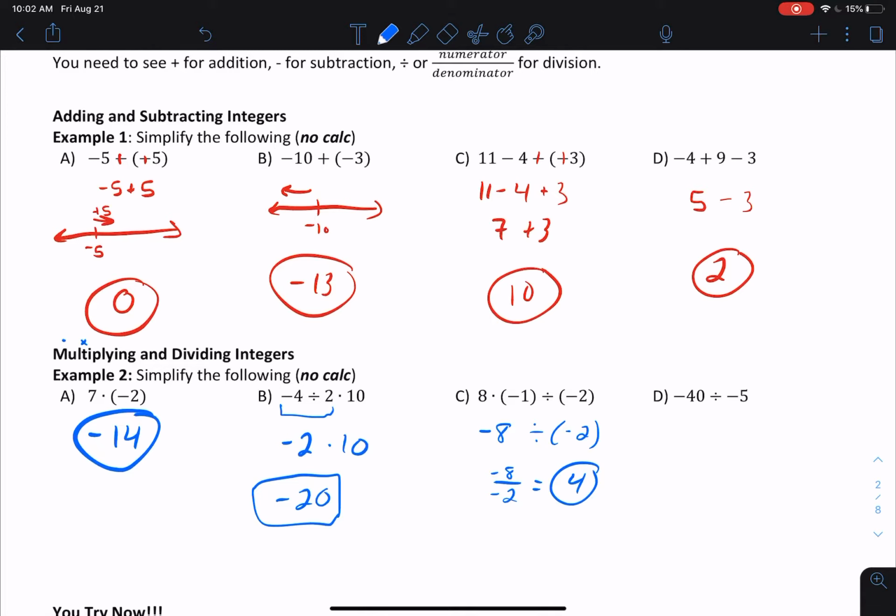And then last but not least, we got -40 divided by -5. Negative divided by a negative is a positive. So we're looking at just 40 divided by 5, which is going to give us 8. Okay, so that is integer operations, adding, subtracting, multiplying, and dividing.